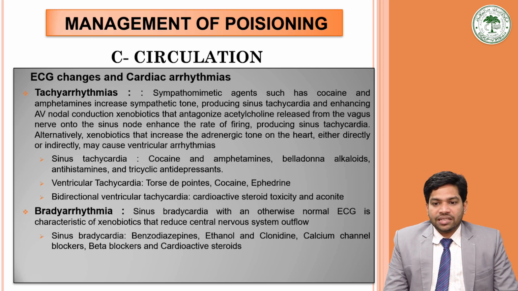Then bradyarrhythmia. Sinus bradyarrhythmia with an otherwise normal ECG is characteristic of xenobiotics that reduce central nervous system outflow. That is the central depressants like benzodiazepines, ethanol, and clonidine. Also, calcium channel blockers, beta blockers, and cardioactive steroids are the leading causes of sinus bradycardia and conduction disturbances. The bradycardia produced by cardioactive steroids is typically accompanied by signs of digitalis effect, including PR prolongation and ST segment depressions.